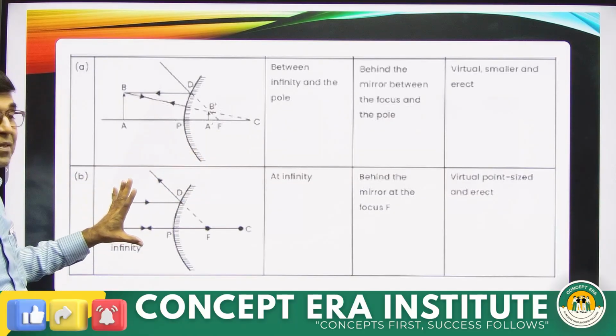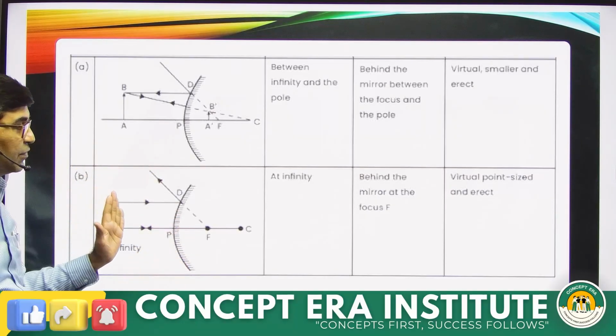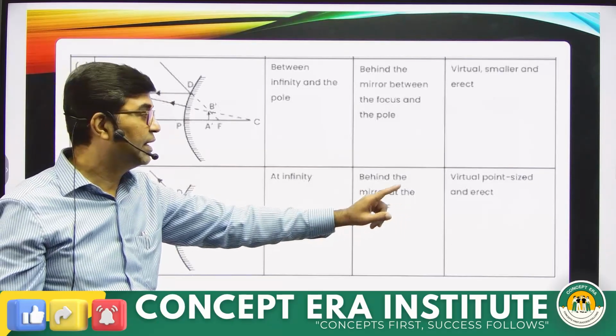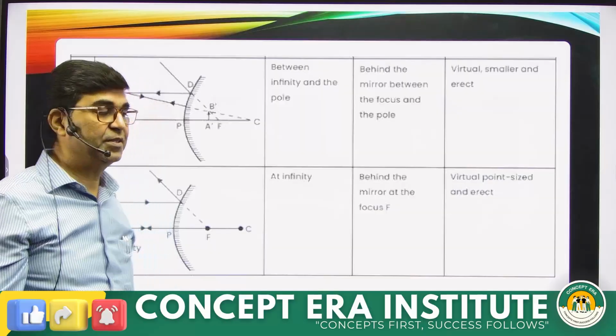When the object is placed at infinity, again the same case will be there. The image formed will be behind the mirror and at focus. And it is slightly, not slightly, but highly diminished.